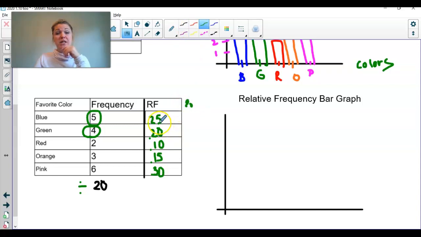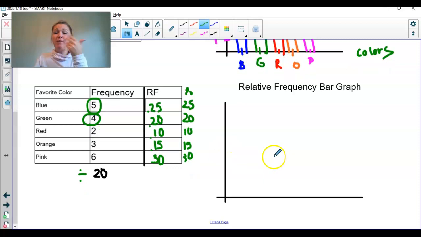And to change it to percentage, we can multiply by 100, or we can move that decimal 2 places to the right. So I would get 25%, 20%, 10%, 15%, and 30%.